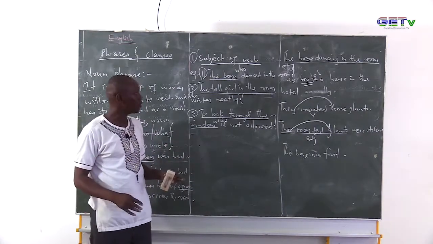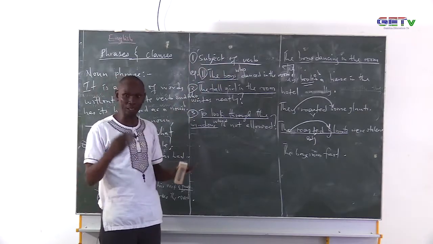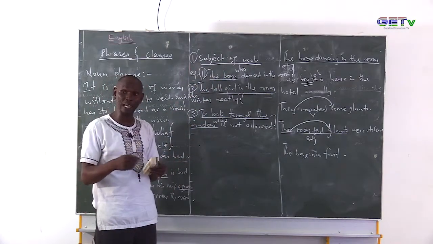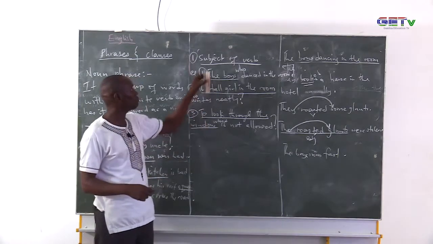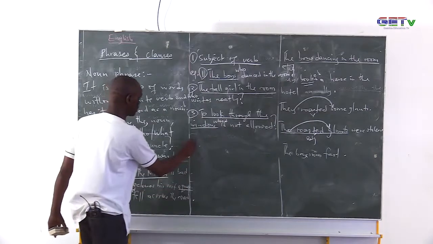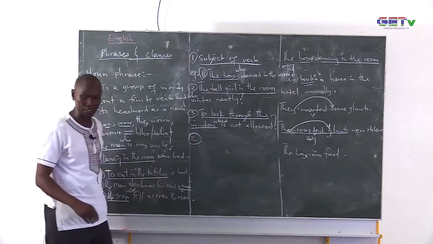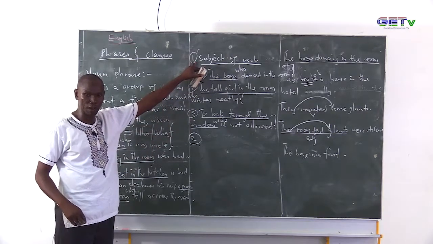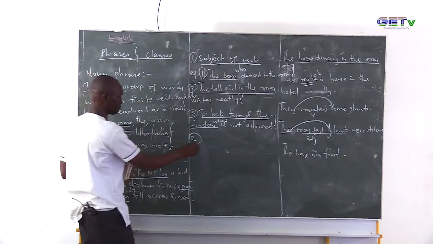So basically, that's that. When you come to subject of verb, take note, that's one function of noun. It means when a noun phrase is underlined before the verb, it is subject of that verb. Let's move on to a second function of noun phrase. That is, after subject of verb, we have object of verb.